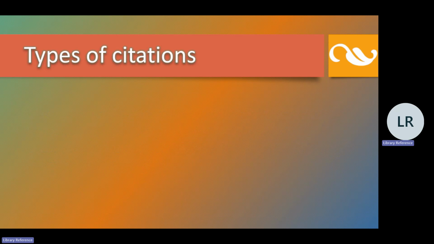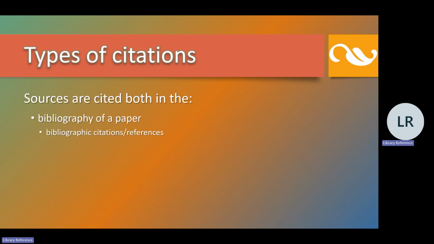There are two different types of citations. Sources are cited both in the bibliography of a paper, and these are called bibliographic citations or references, but they are also cited in the main body of the paper, inside the text, and this is why these are called in-text citations.